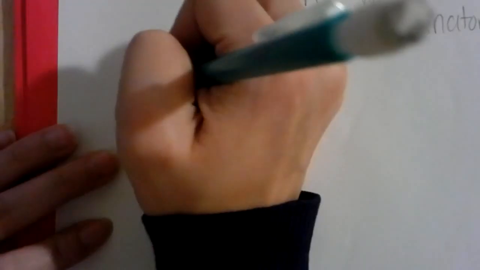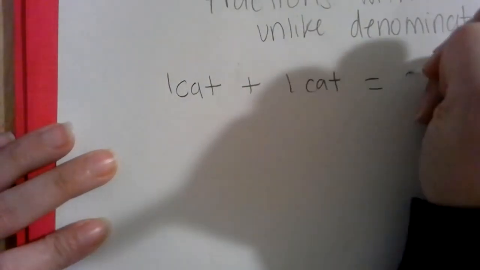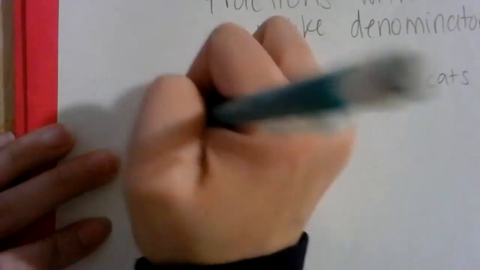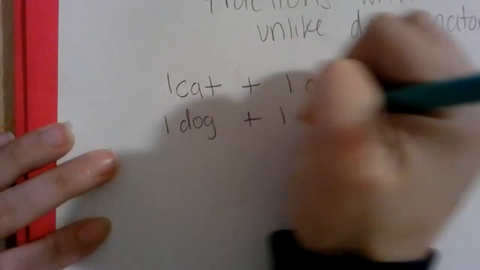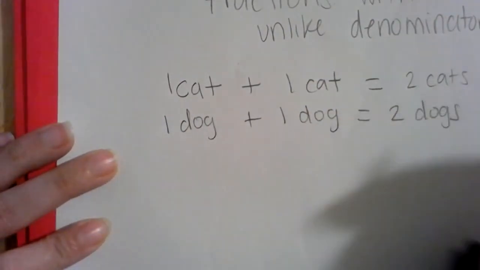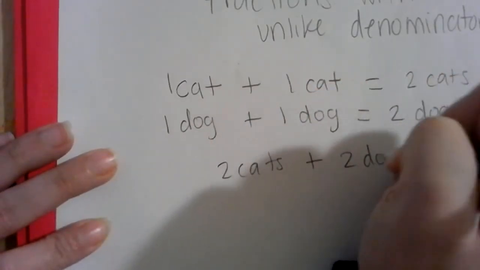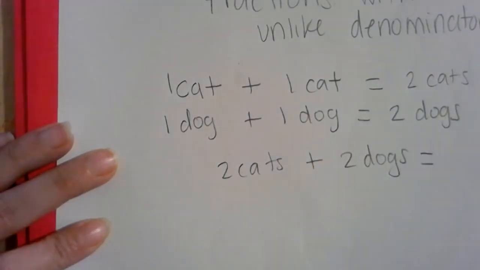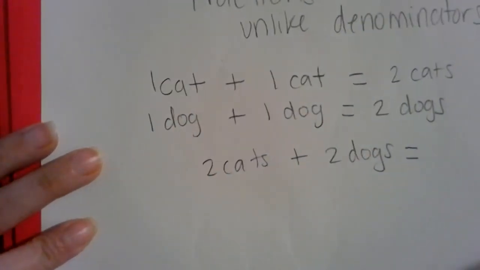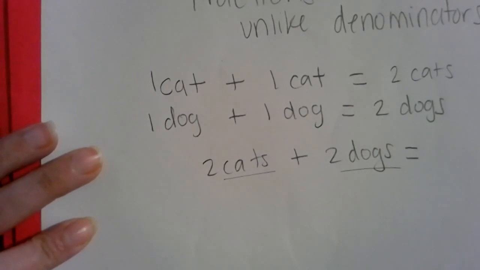We had this big long talk that one cat plus one cat is equal to two cats. And one dog plus one dog is equal to two dogs. But what is two cats plus two dogs? Well, we can't call them four cats. We can't call it four dogs. There's no such thing as a cat dog. So instead, we would have to rename both of them to fit.